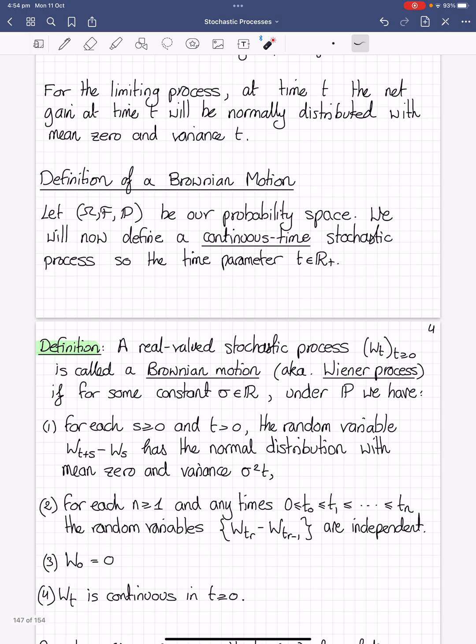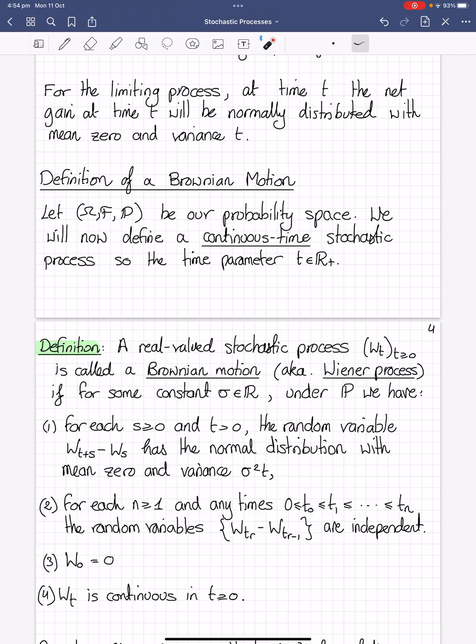Okay, so let's talk about the definition of a Brownian motion. We let omega, F, P be our probability space, and we now define a continuous time stochastic process. This is something we haven't done before. Instead of letting our time parameter be integers like 1, 2, 3, we now allow our time parameter t to be a positive real number. So it's a continuous time stochastic process: for any time t that we choose, which is a positive real number, the process is defined.